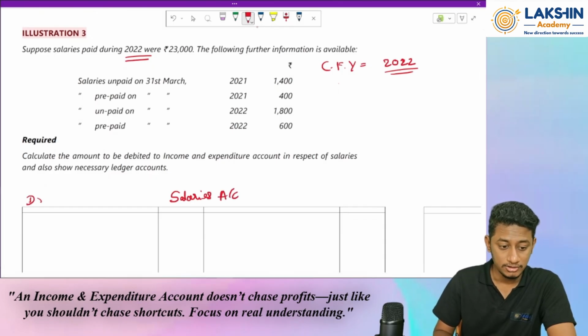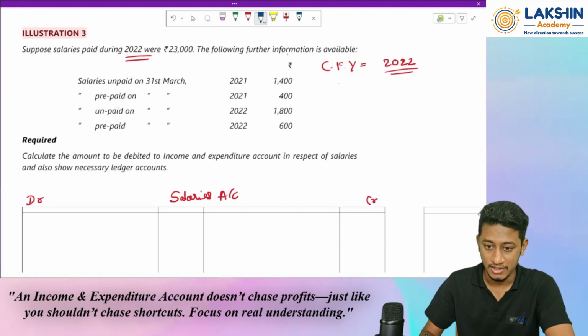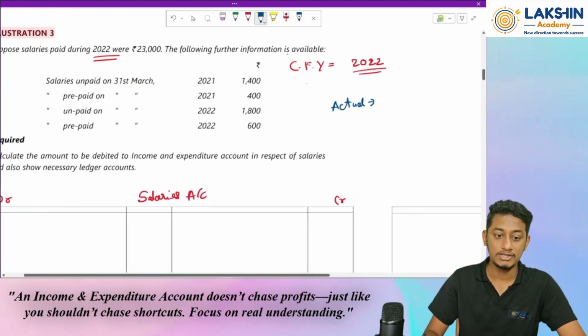Salaries account. This is my debit. This is my credit. Before going to the main part, let us do a small exercise over here. Tell me what is the actual salary paid. How much is the actual salary paid?